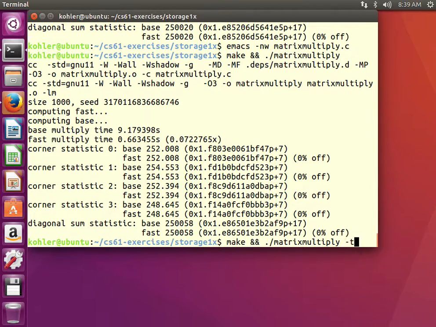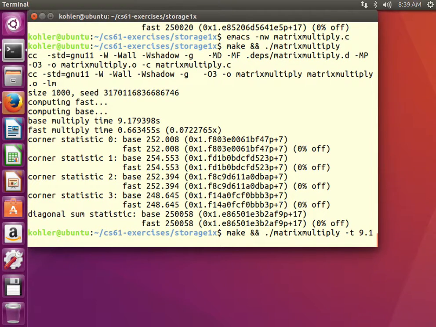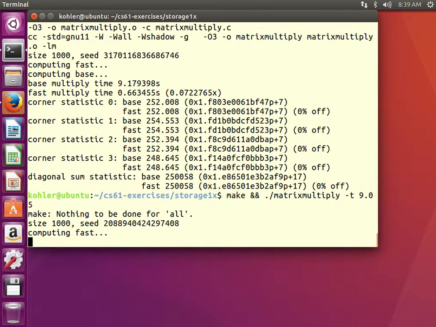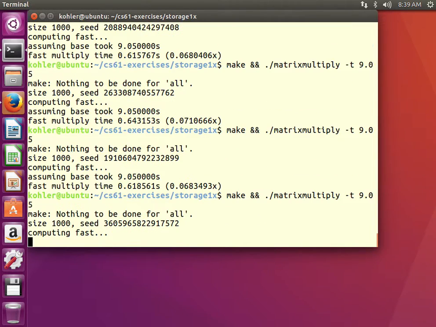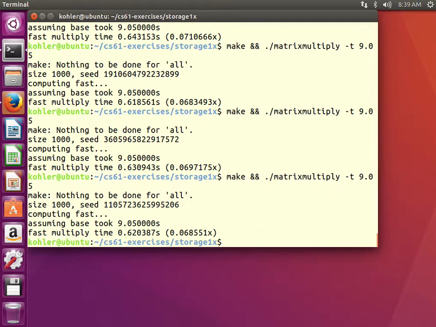Just to speed up this video, we'll run it a couple more times, but this time I'm going to tell it not to run the base. I'm going to tell it to assume that the base took about 9.05 seconds, which is roughly what we've seen. So we can see that it's running basically 0.06, 0.07 times every time.